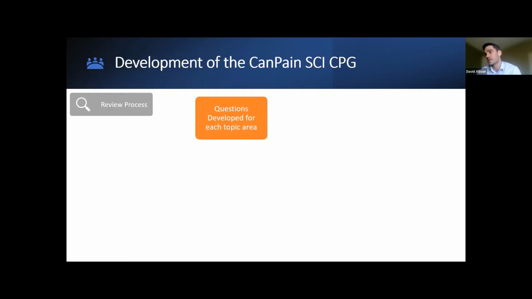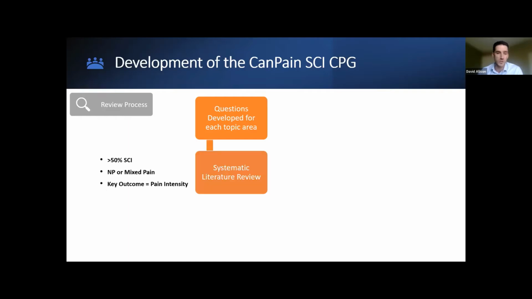The first thing we did was have the working group develop a list of questions that they felt were necessary to answer in order to come up with their recommendations for each of the 3 topic areas. Those questions were then given to the steering committee, and we created a search criteria and performed a systematic literature review to help answer these questions. This literature review involved studies in which at least 50% of the population had spinal cord injury. They all had neuropathic pain or mixed pain. And importantly, the key outcome was pain intensity.